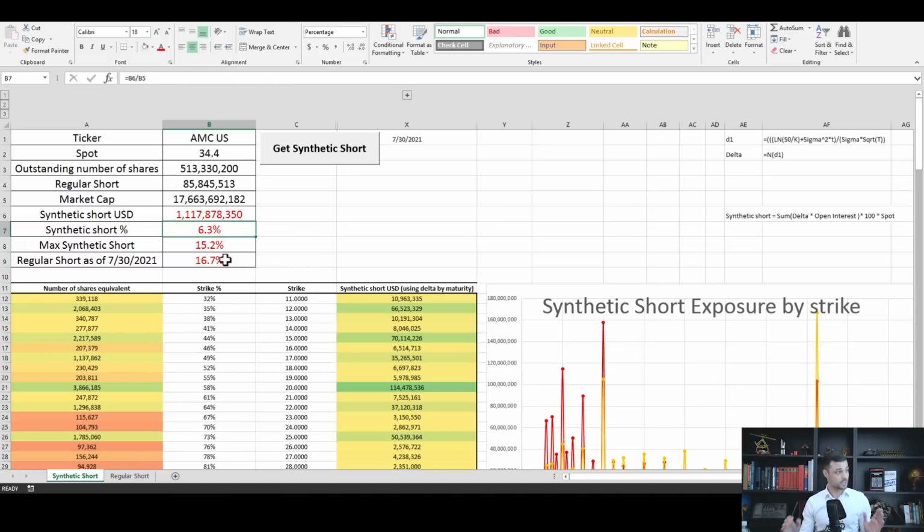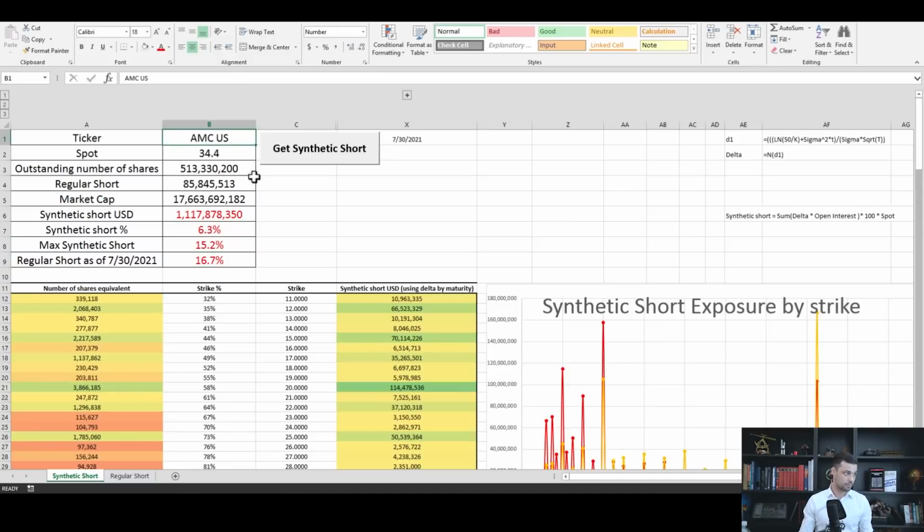All right, so this is the first important thing I wanted to show you. So we have 6.3% of synthetic short interest. We have 16.7% of synthetic regular short interest. So the sum of it is 23%, which is a lot.